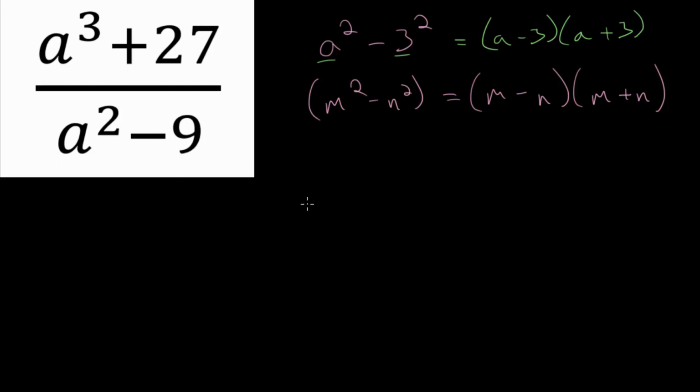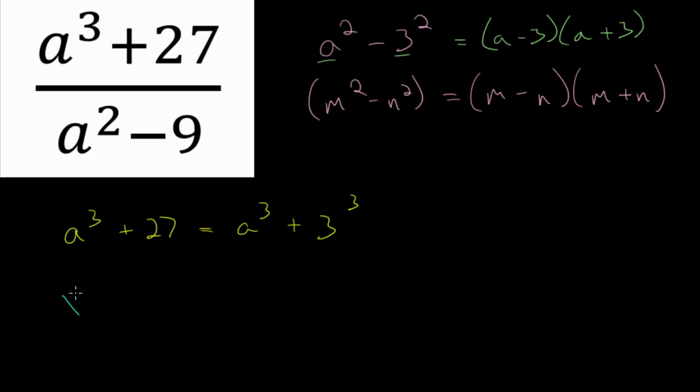So we can factor this denominator, since it's this difference of two squares, and we can also recognize that the numerator is a sum of two cubes. So if we rewrite a cubed plus 27 as a to the third power plus 3 to the third power, it will be clear that this is a sum, we're adding, of two cubes. And we can factor a sum of two cubes. Now, the formula for this can often be a little bit difficult to remember, but there are a couple tricks to keep it in order.